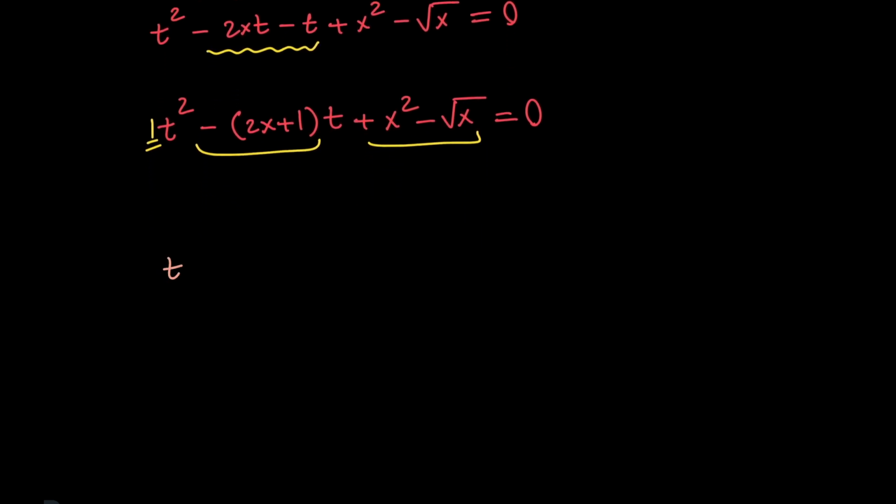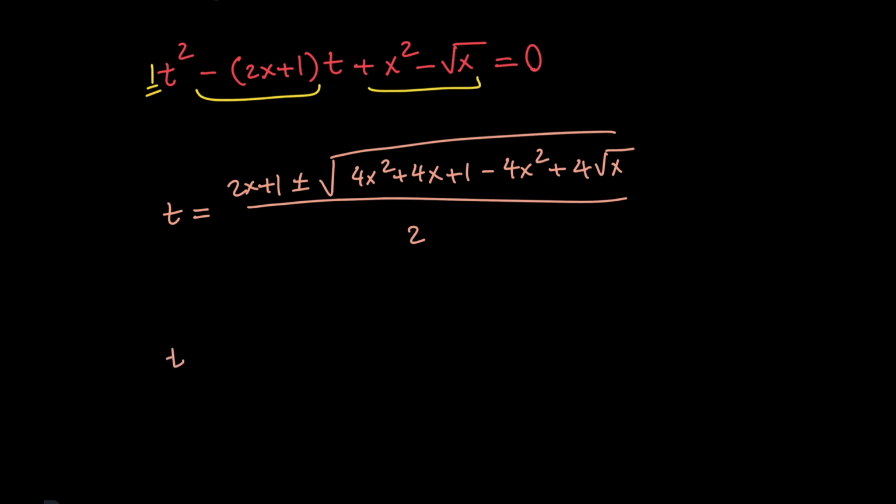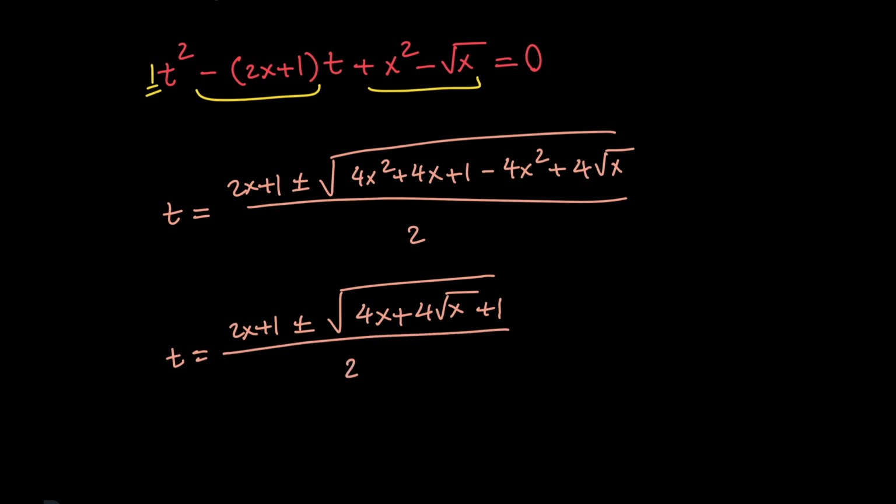So we will have t equals negative b, which is going to be 2x plus 1, plus or minus the square root of b squared, which is going to be 4x squared plus 4x plus 1, minus 4 times 1 times the constant term. That is going to be negative 4x squared plus 4 times the square root of x. And everything is divided by 2. Great. Let's simplify this. So t is going to be 2x plus 1 plus or minus the square root of 4x plus 4 times the square root of x plus 1, and this is divided by 2.